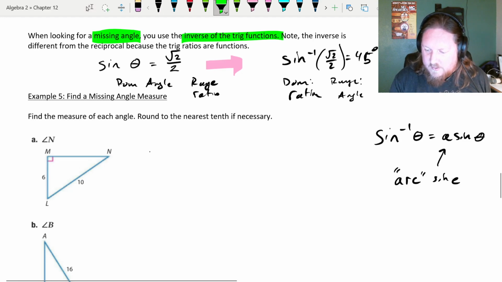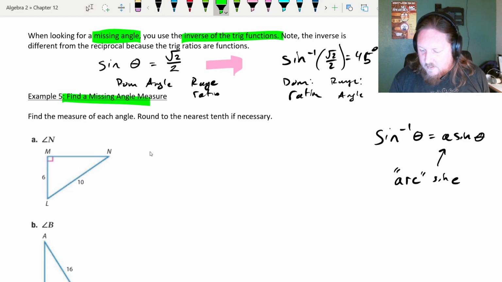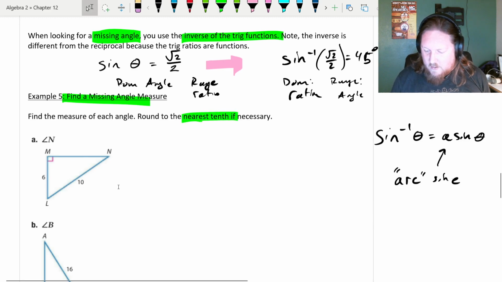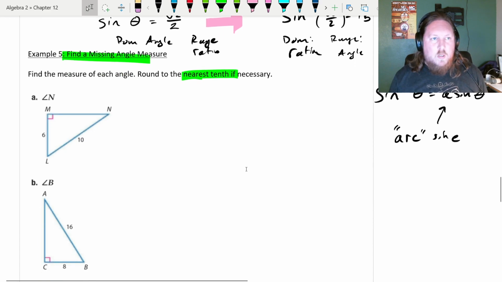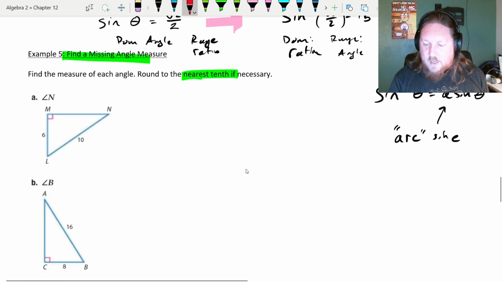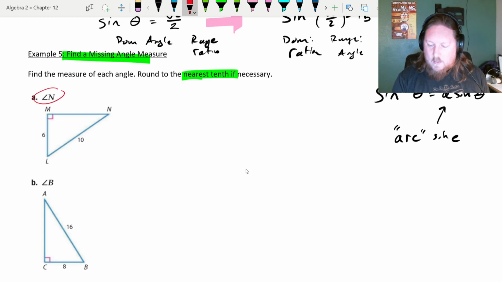All right, let's actually use this in a couple examples here. You can see on our examples, we're trying to find a missing angle measure. And in particular, they want us to round to the nearest tenth, if we have to do any rounding at all. So very important in all of these is to figure out where you're standing. And they'll tell you that in the directions. Stand at angle N. That's over here. That's where I'm standing.